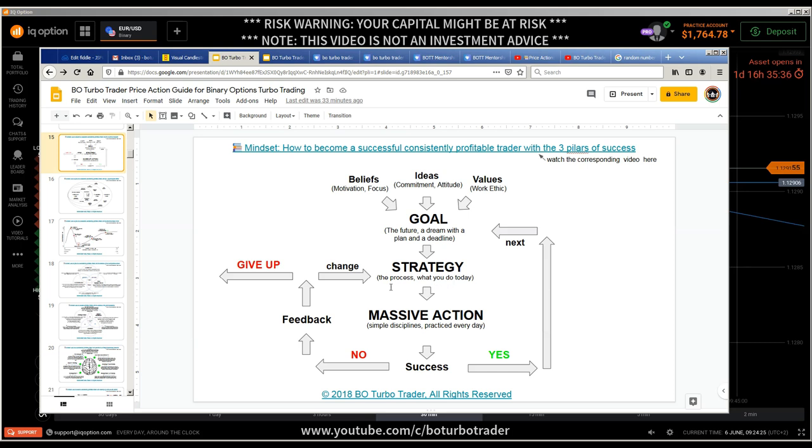So then we have the strategy, and then we do massive action. And then we check it, and if it's not like this, which we want, then we change it, and then we keep doing. That is the way how we make this indicator become true. And obviously you have to have the right beliefs, the right ideas, and the values, because otherwise this indicator will never become true when it's not ethical.